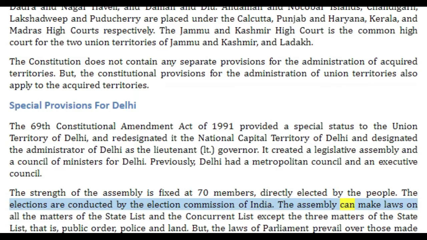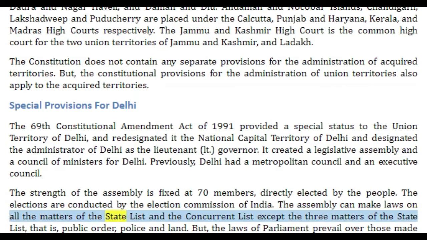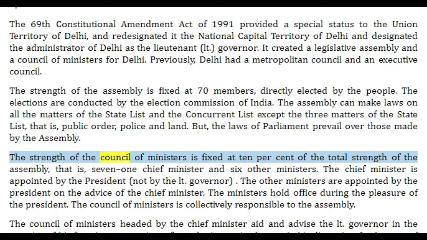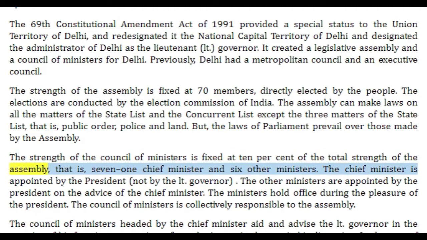The Assembly can make laws on all the matters of the state list and the concurrent list except the 3 matters of the state list, that is, public order, police and land. But, the laws of Parliament prevail over those made by the Assembly. The strength of the Council of Ministers is fixed at 10% of the total strength of the Assembly, that is, 1 Chief Minister and 6 other ministers.